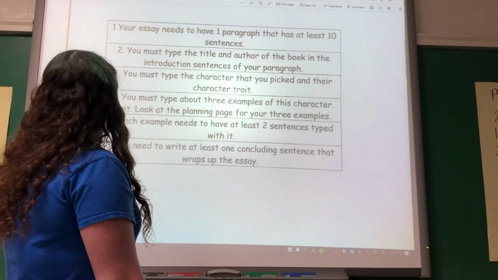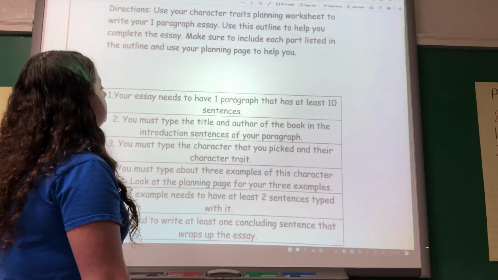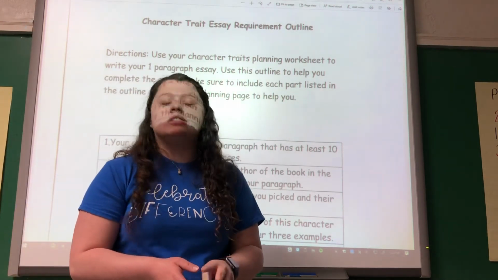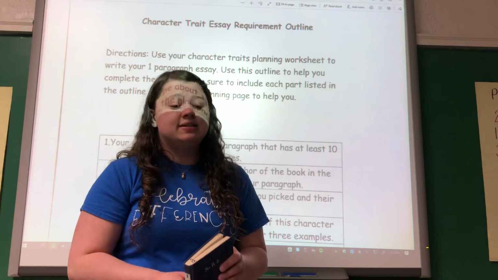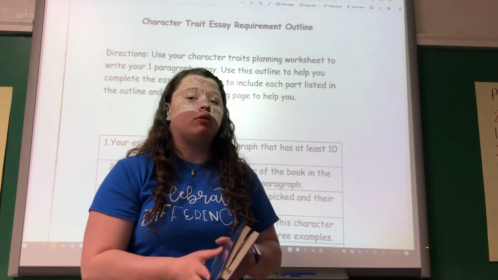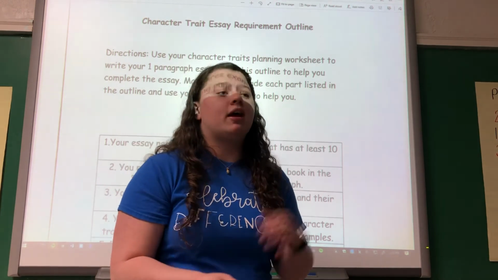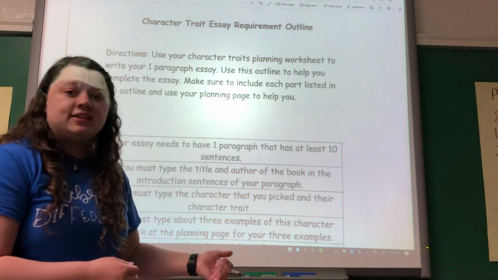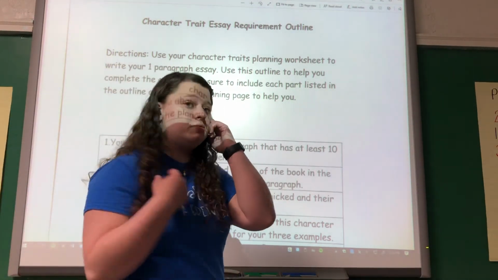So, this is what you're going to use to do your character traits essay. If you have any questions, remember it's 1 paragraph with 10 sentences. Any questions at all, just make sure to contact Miss Rose and we can set up a Google Meet. Before we go really quick, I do want to show you how to pull up a Google Doc and start out your essay so that we make sure we're remembering how to do that.